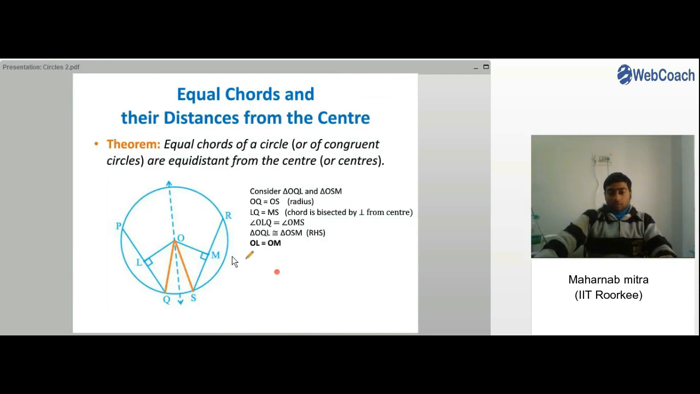Now by CPCT we can easily say that OL must be equal to OM, right? Because as they are congruent to each other, they can exactly overlap onto each other, and therefore their corresponding parts must also be equal. So OL is equal to OM, and therefore we have proved that equal chords of a circle, PQ and RS, are equidistant from the center, right? The equal distances from the center are OL and OM, right? These two distances from the center are equal.